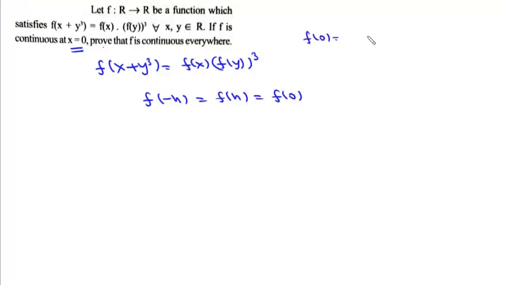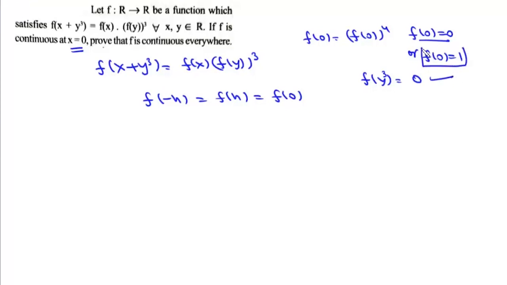We can write f(0) equals f(0) to the power 4. So the value of f(0) is either 0 or the value of f(0) is 1. If we take f(0) as 0, then if we put x as 0, we get f(y cube) equals 0. So this function will be a constant function everywhere, for which this function f is continuous. So we'll take the second case when the value of f(0) is 1.